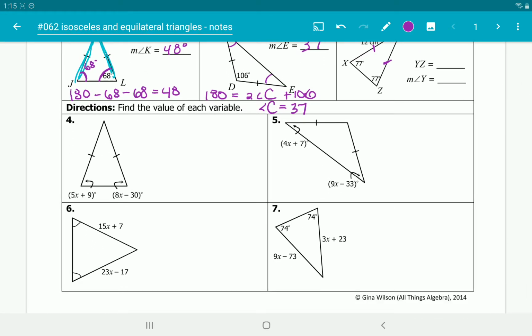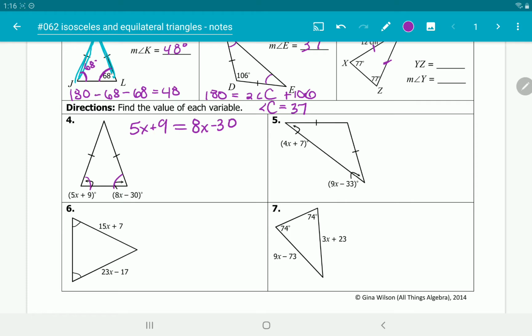Okay, so now let's look at number 4. Instead of having just the values, the numbers, we're going to look for variables. So again, we have an isosceles triangle here. So we know that these angles are the same. Since the angles are the same, we can just put an equal sign between them. So you have 5x plus 9, and then 8x minus 30.